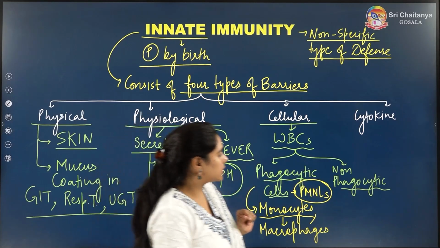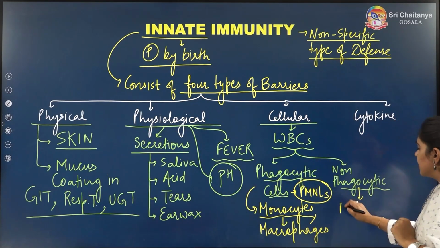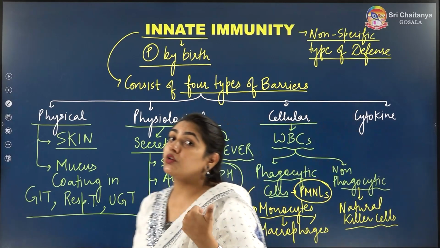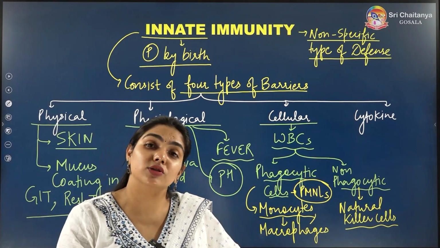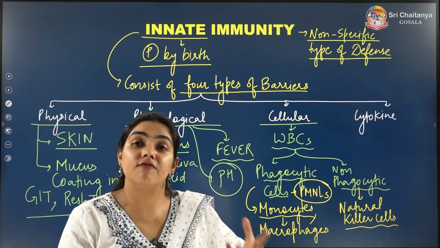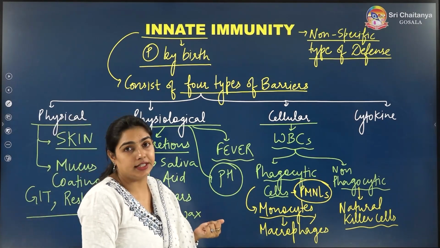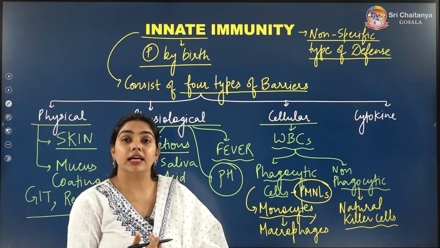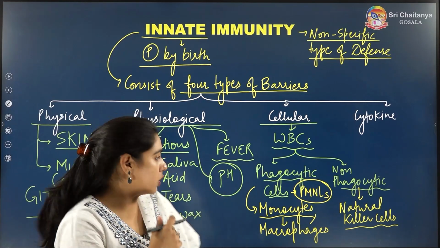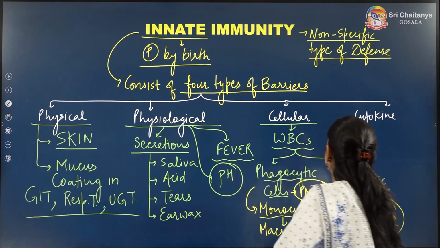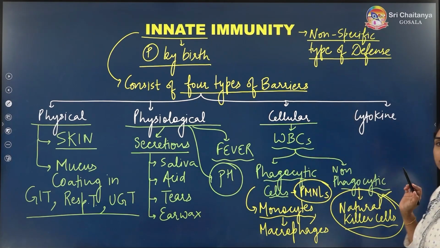Coming to the non-phagocytic cells, we have natural killer cells. Oh my God, they are going to kill. They are killer cells, okay? But they are good for us. They are killing the pathogen only. They are a type of lymphocyte and they kill the cells in which the pathogen has entered. So they are protecting us from the pathogen. Natural killer cells are a type of lymphocyte. You can remember that.